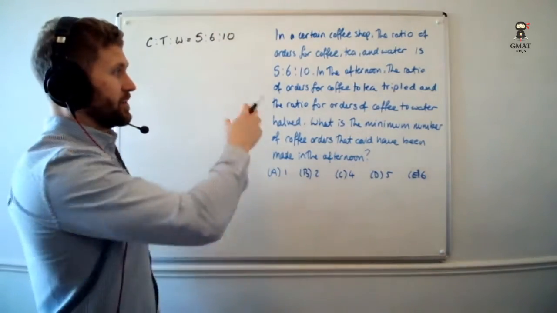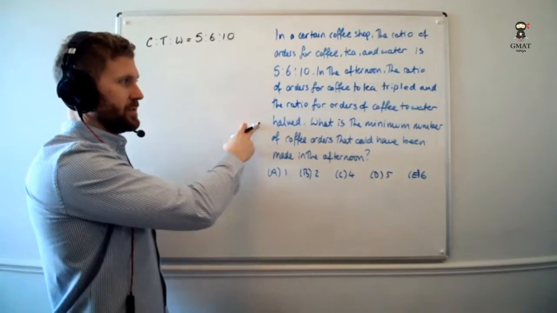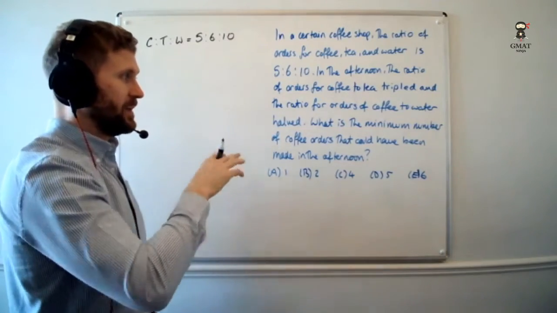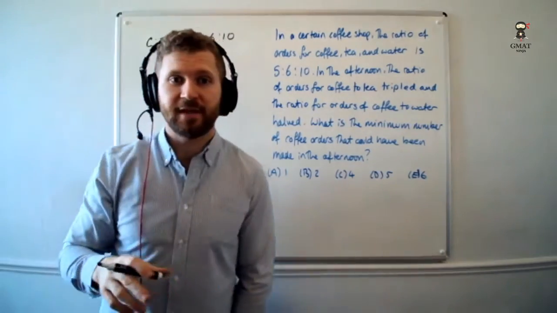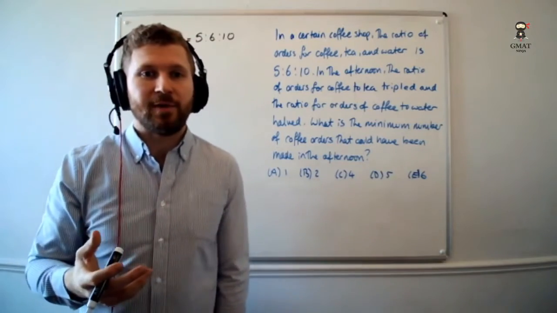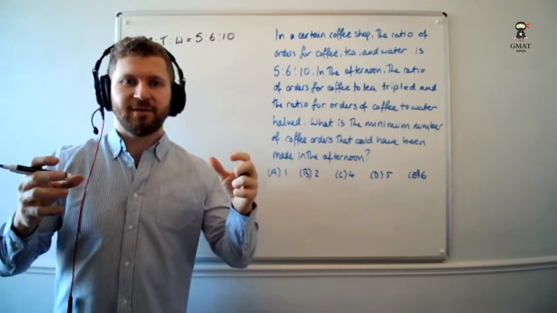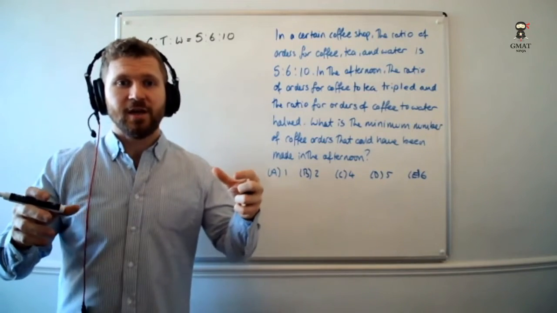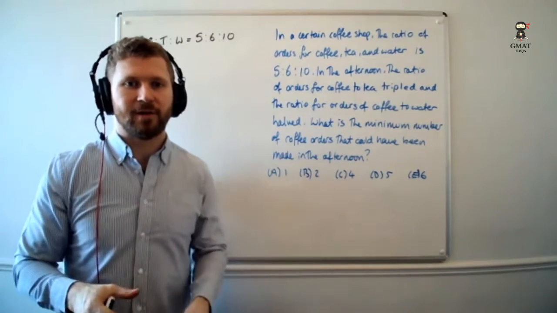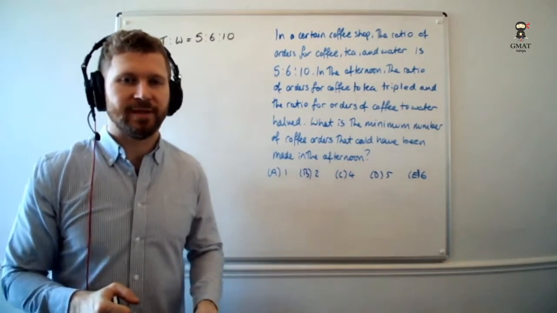Now, in the afternoon, we're going to have to make a couple of changes, and we'll deal with those in a second. And then we get to what is the minimum number of coffee orders that could have been made in the afternoon. So what I'm thinking is going to happen here is we've got this ratio of all 3 items. I'm going to have to split that apart in various ways. We're going to make some changes. We're going to push it back together. And from that, we're going to look at the minimum number of coffee orders we're going to make.